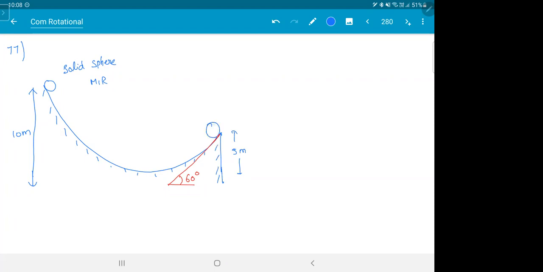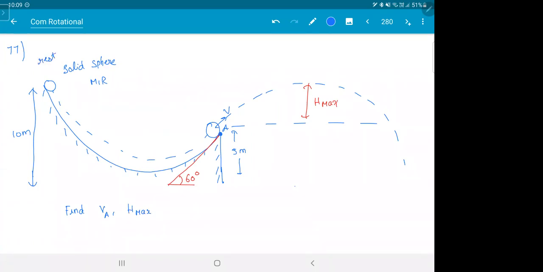Now what will happen? The ball will come here with some speed v and will fly like this. This is H max. Hope you're able to visualize. The ball will roll and will fly over this and will get an H max, that projectile motion. Find H max. This point is A. You first need to find speed anyway. So I'll just say find VA and H max. Find the speed when it reaches point A and find the maximum height.